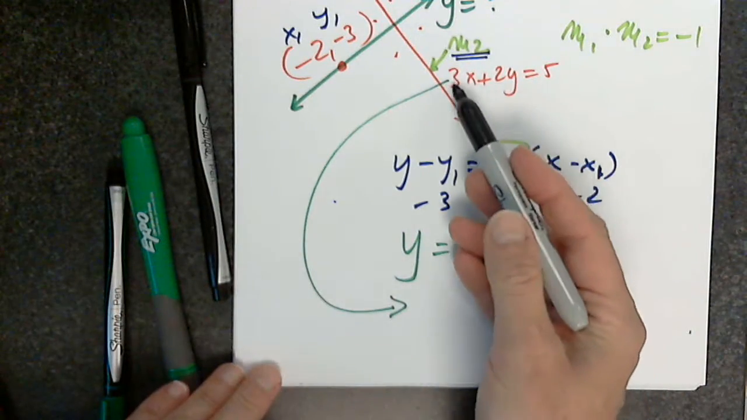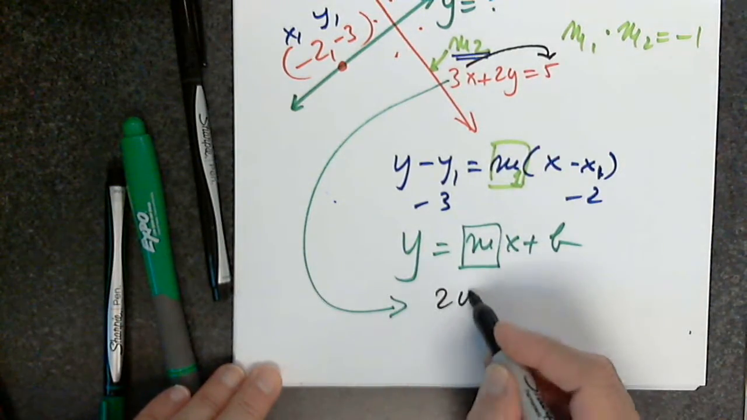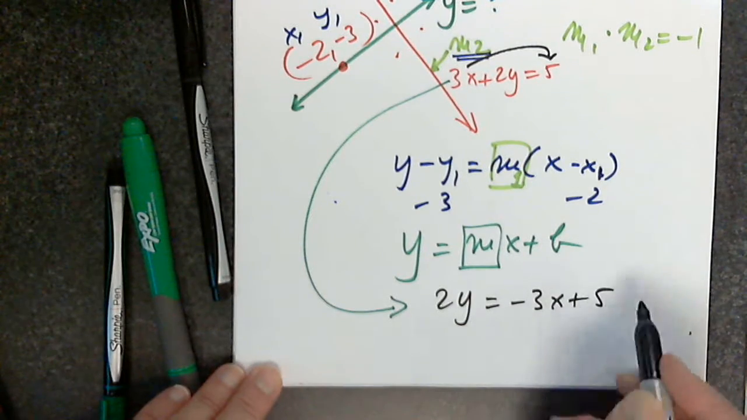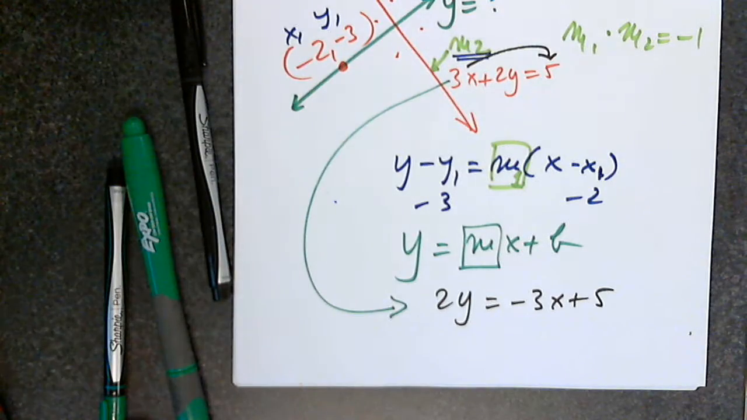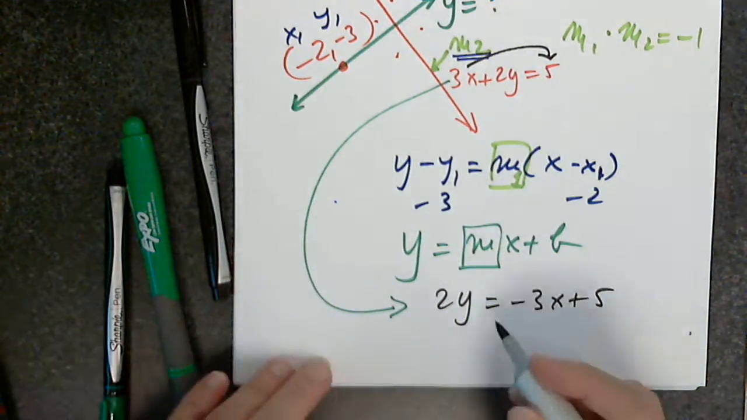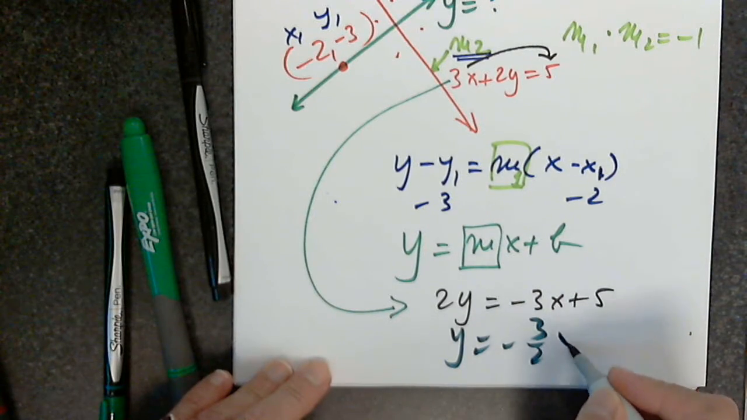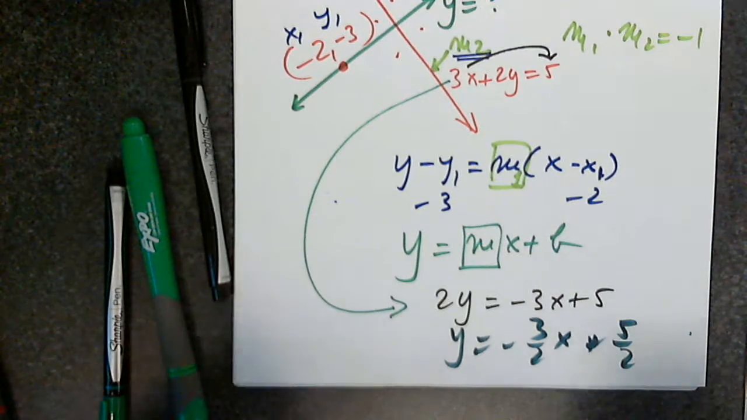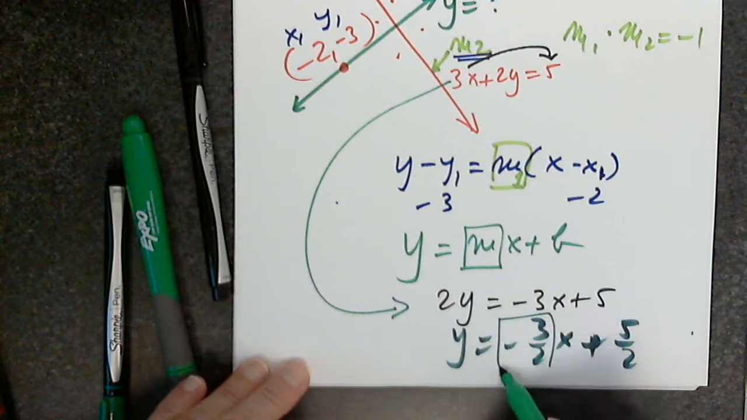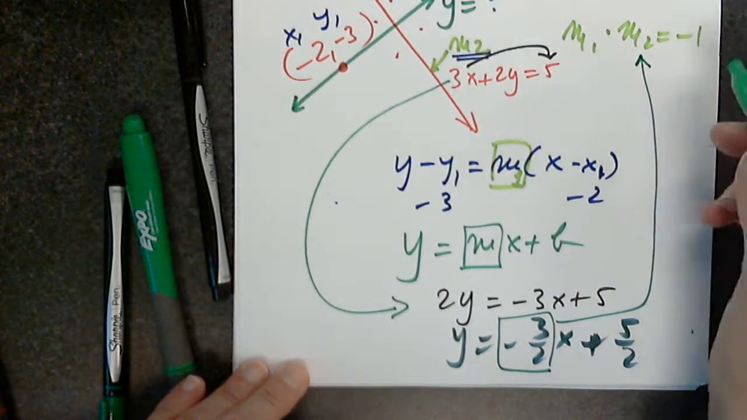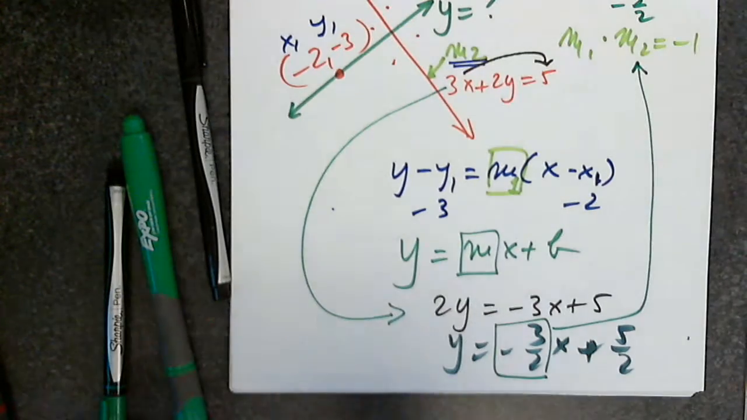So I take this equation and I move 3x to the other side. So then 2y equals negative 3x plus 5. And then, what is next? I'm trying to solve for y. Very good. So then I have y equals negative 3 halves x plus 5 halves. I divided both sides by 2, term by term. So I determined slope m2, which is negative 3 halves.